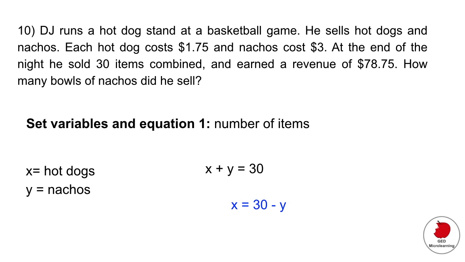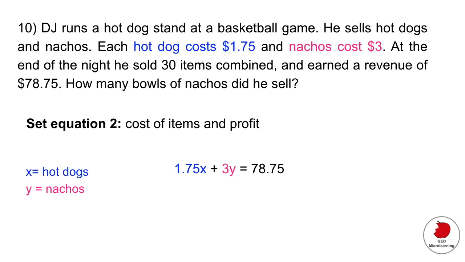And now all you have to do is just isolate one of those variables. Okay, so in this case, we're going to isolate X. Okay, so we're going to say X is equal to 30 minus Y. Okay, so that's equation 1. We're just going to leave this for a second, and now we're going to set equation 2.